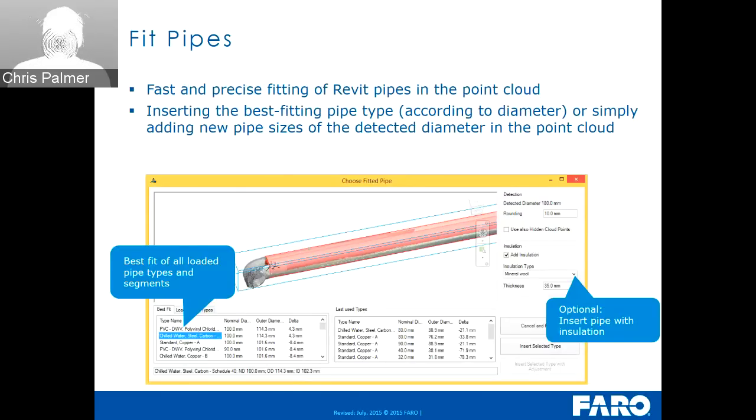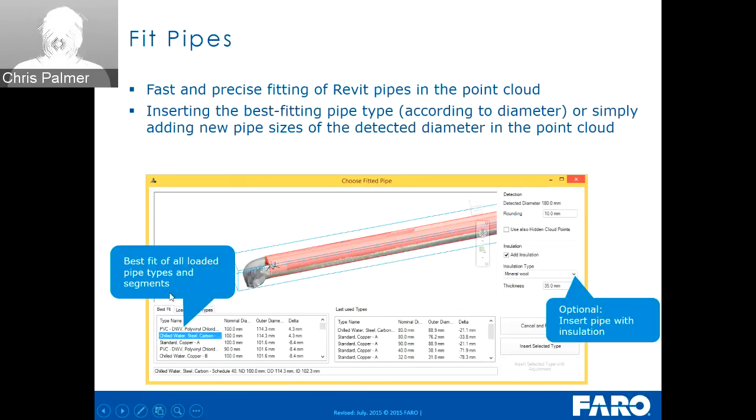What we're doing here is detecting a specific diameter. We've got a rounding value set here in the top right hand corner. And the software is going to search through all of our loaded types, find the closest matching type, and suggest that that's the one we should use. We then need to decide whether or not that's okay, or whether we want to insert a selected type with an adjustment. Maybe we model it exactly as it is in the point cloud, or exactly as it has been detected.